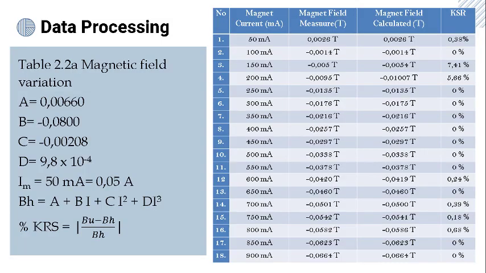Okay, the second one is the magnet variation with the points A, B, C, D, and the current is 50 mA. So with the calculated magnetic field, the formula, as you can see, is A plus B times I, and C times I squared, and D plus I cubed, and then compare the error percentage between the calculated magnet and magnet measured.